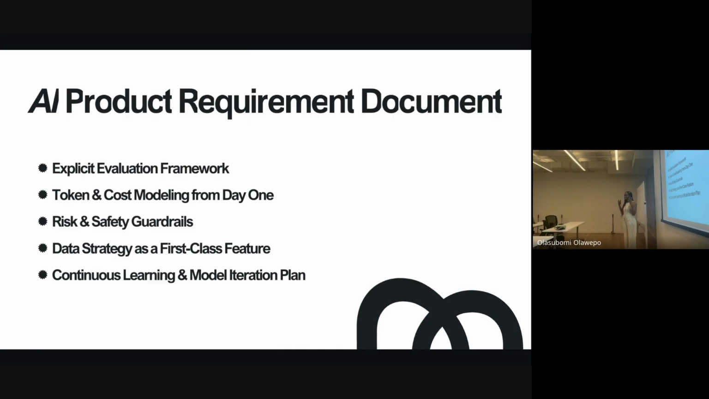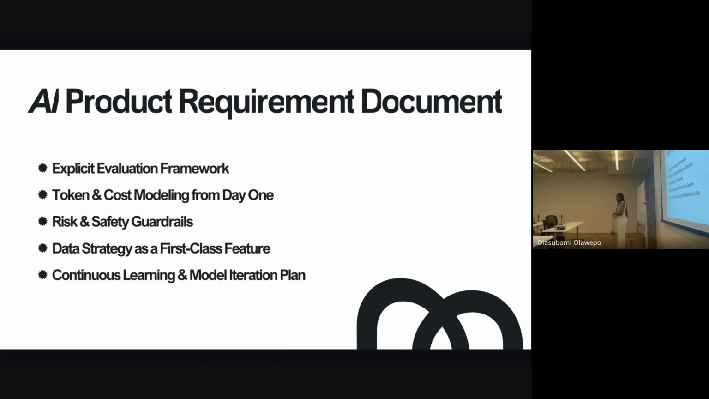You need to have an explicit evaluation framework. And what I say is it just has to be really, really clear. How are we evaluating success and how are we defining success? These are things you typically have in your regular PRD, but it's a little more nuanced when you're doing it with AI. Token costs from day one is something you have to have a clear understanding of.